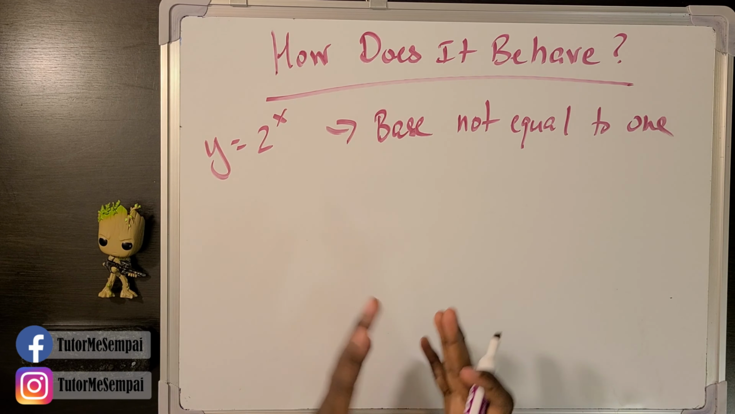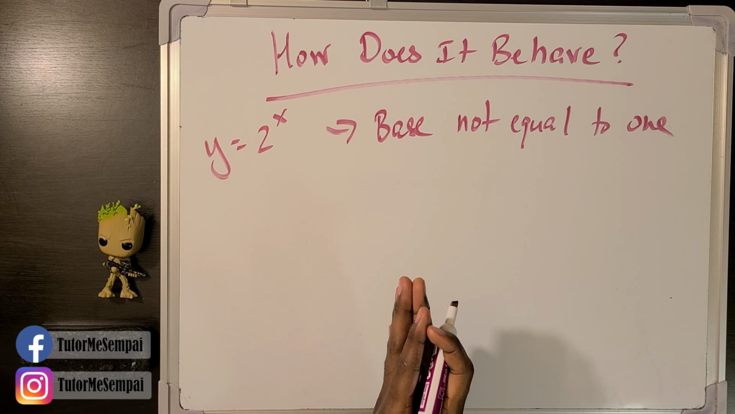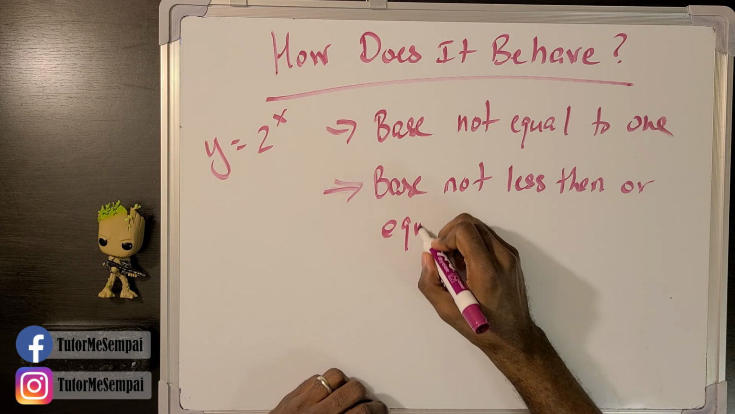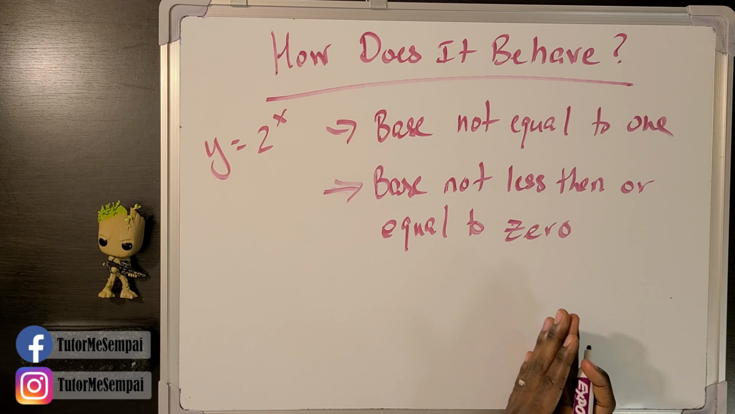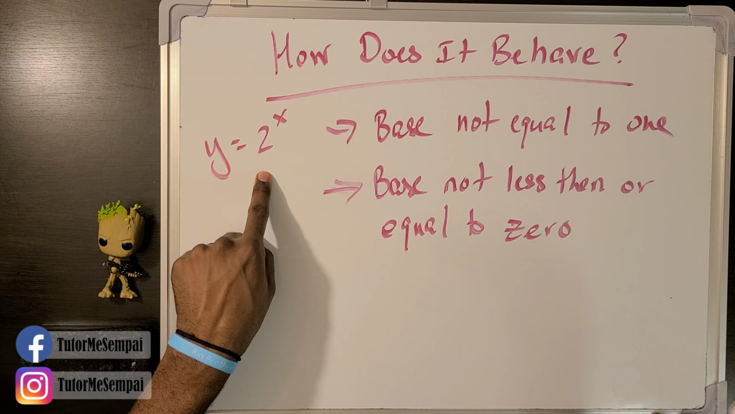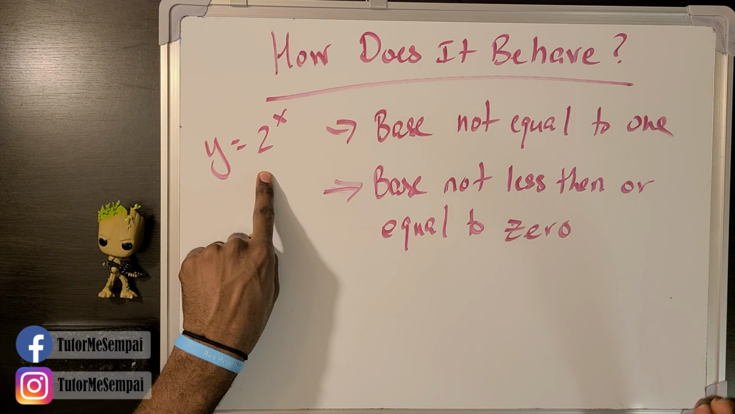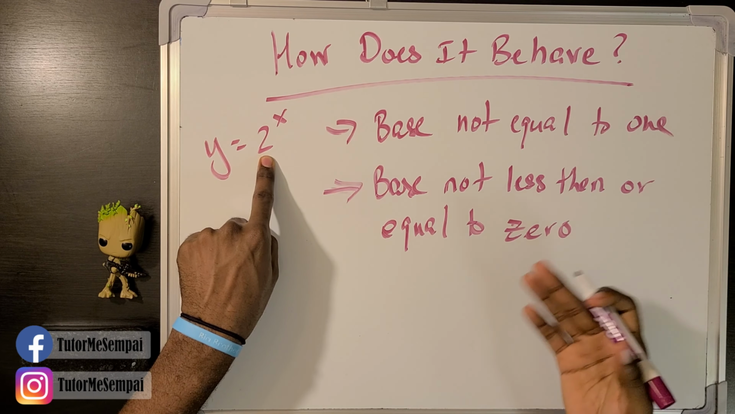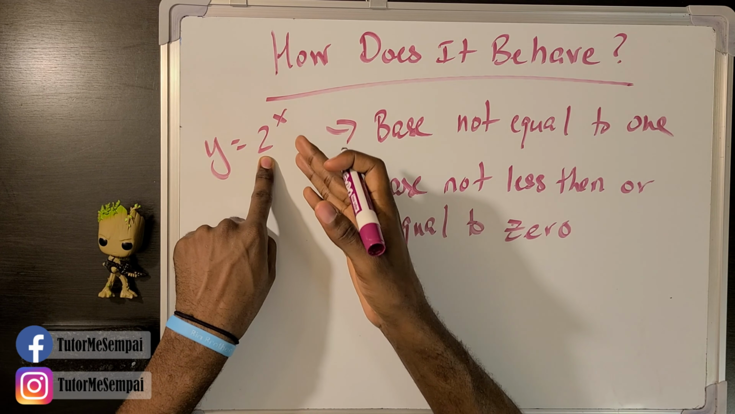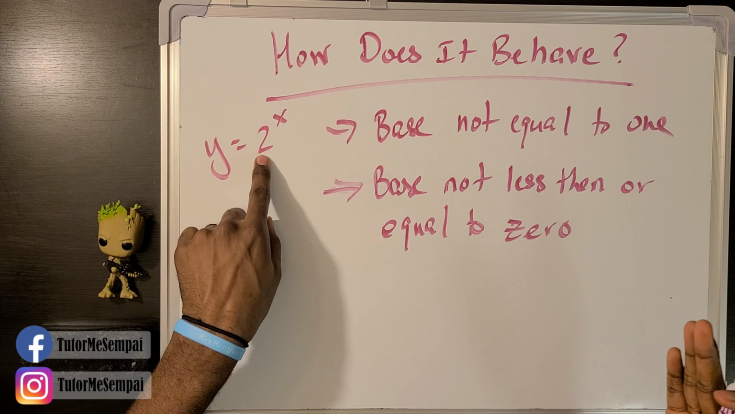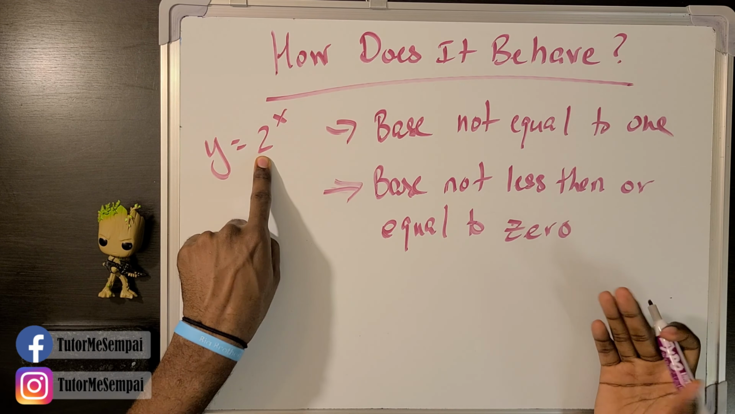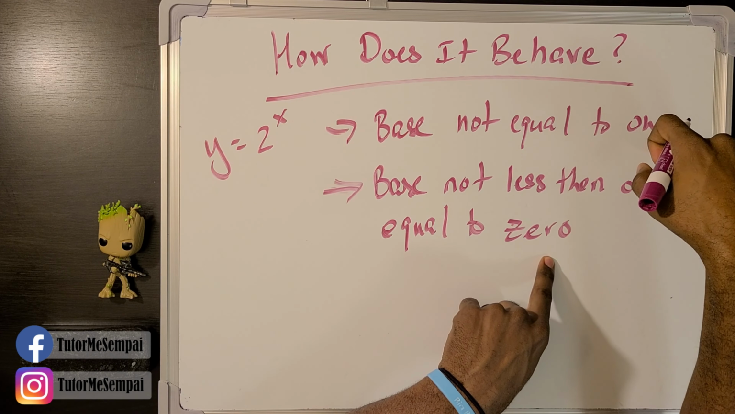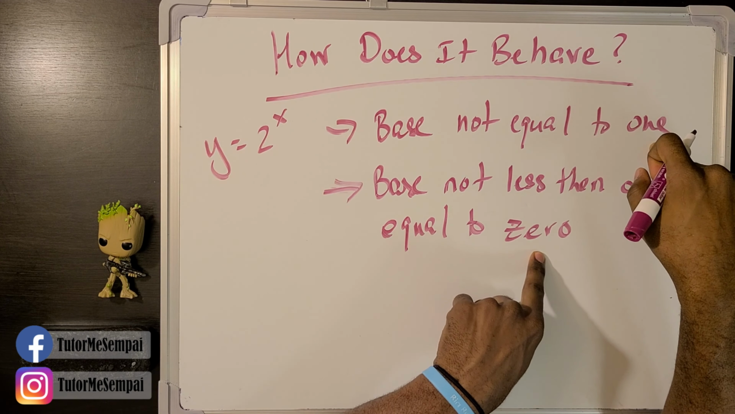The second constraint is that our base cannot be less than or equal to 0. Now 0 is going to be pretty obvious. Just like how if you put a 1 here, you're not going to get anything but a constant function. 0 times 0 times 0 times it, no matter what exponent you get, you're always going to get 0. So we're not going to get an exponential function there. So that's going to be pretty obvious. Just like 1 is something that we can't have, 0 will be something that we can't have.